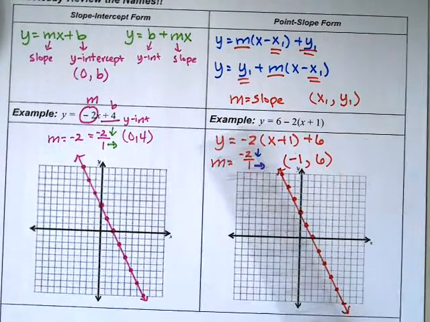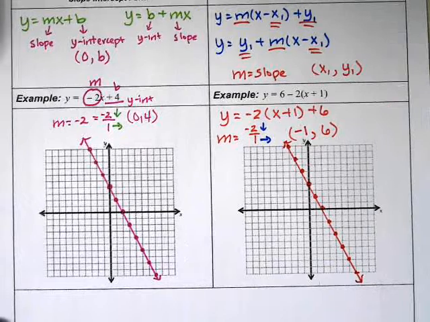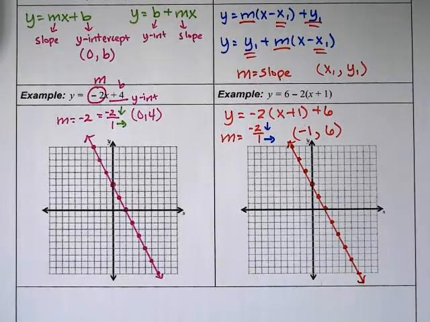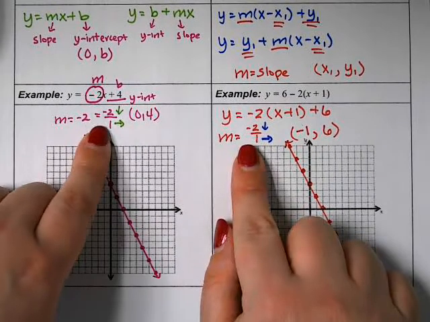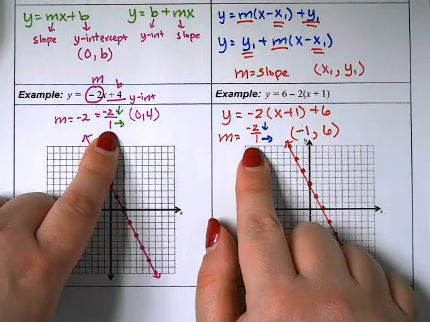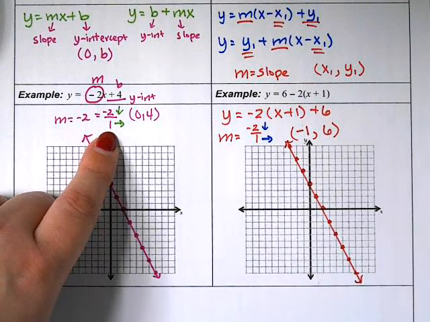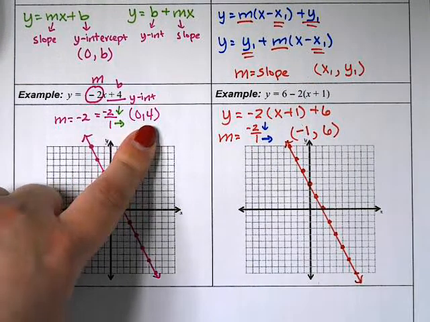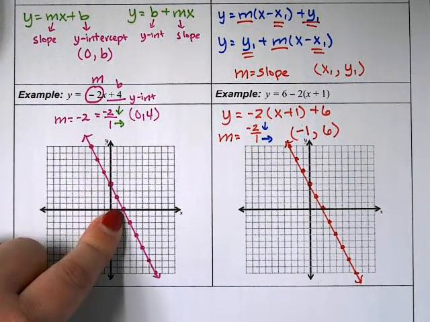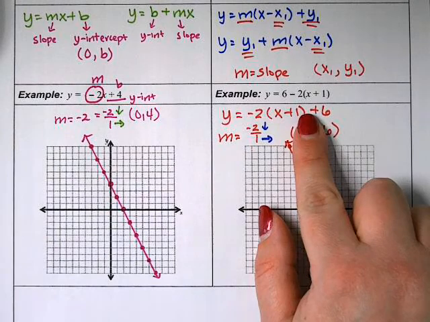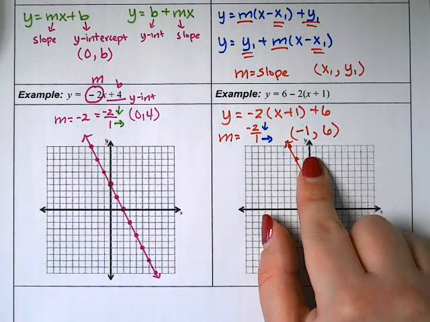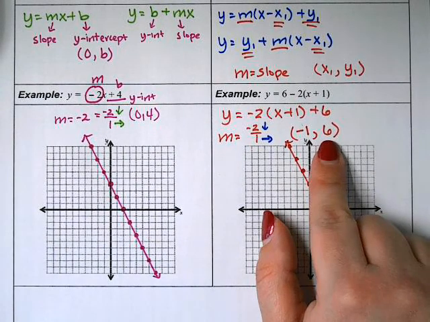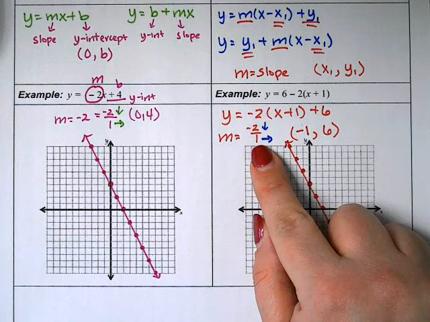So, one thing I want to point out to you guys is hopefully you should be able to see that these two lines actually had the same slope. We went down 2 and right 1 for both of them. In this example, because it was in slope-intercept form, we started at the point 0, 4, and then we used our slope. On this one, which was in point-slope form, we started at the point -1, 6, and we used our slope, which was down 2 and right 1.